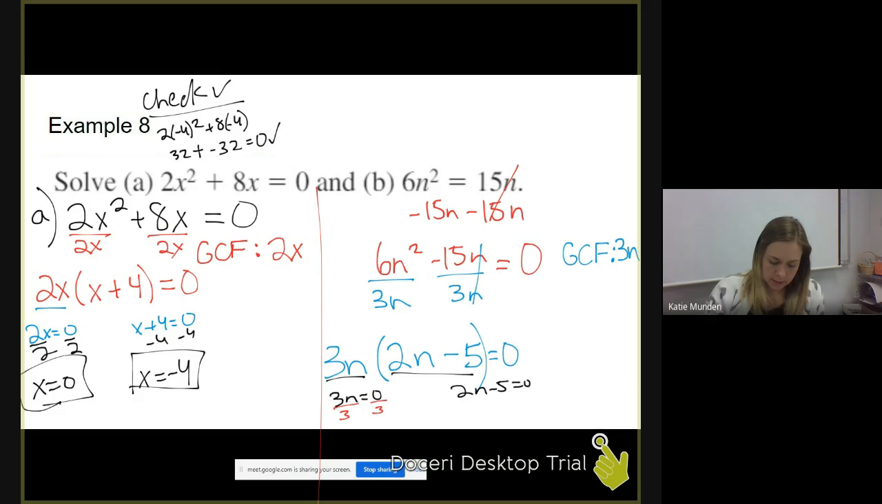All right, divide both sides by 3. We get that n equals 0 as a solution. Here's a two-stepper, so we have to add 5, add 5. 2n equals 5. Divide by 2, so n equals 5 halves.